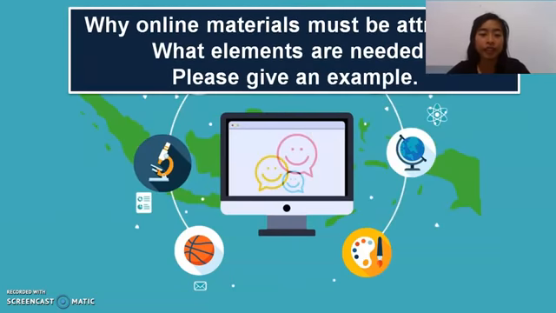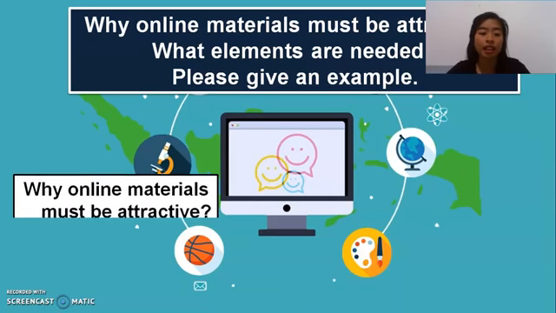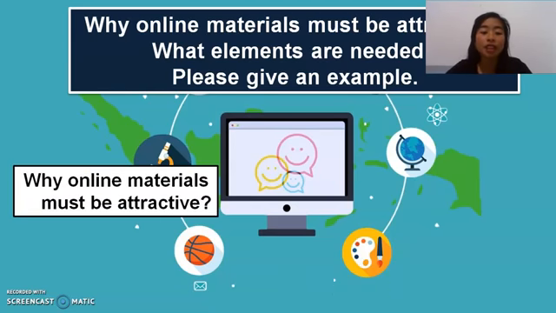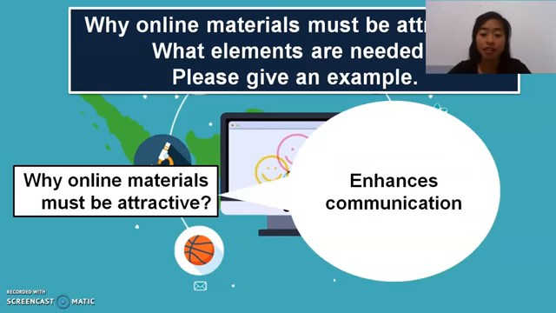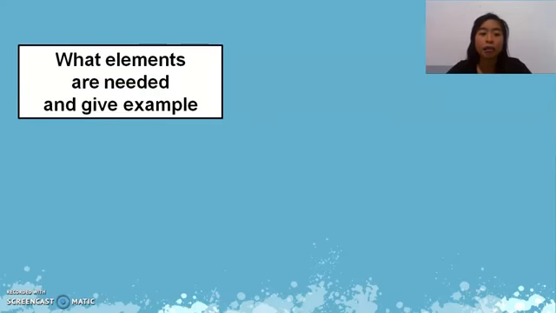Then, the next question: why must online materials be attractive? What elements are needed? Please give an example. Why must online materials be attractive? Because the students will enhance communication in online learning when the material is attractive. And then, what elements are needed, and give an example.